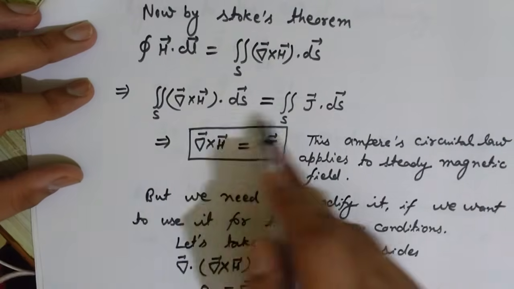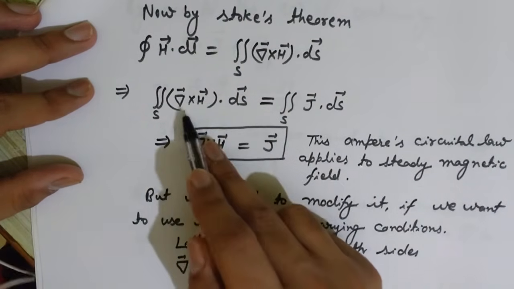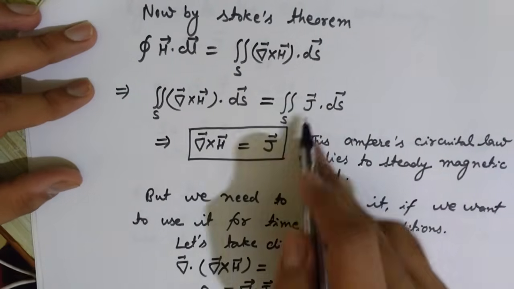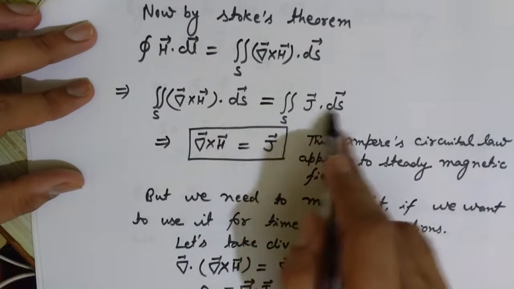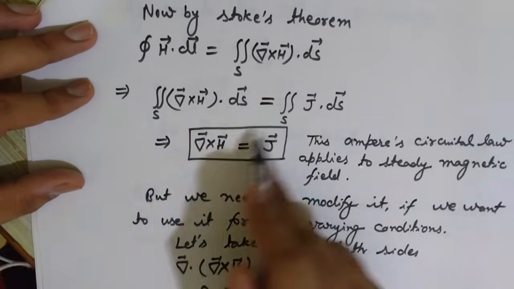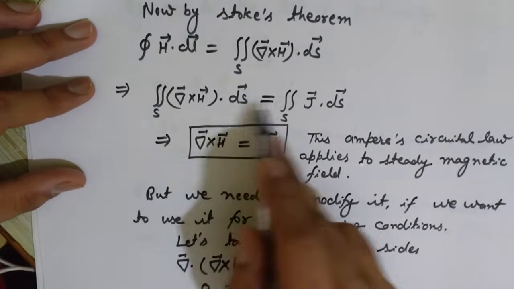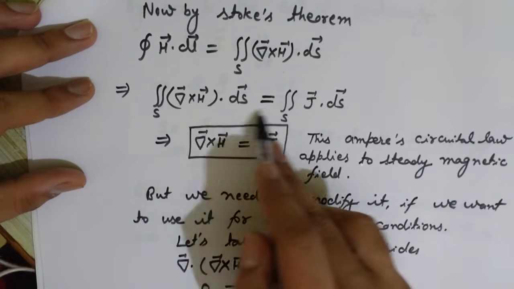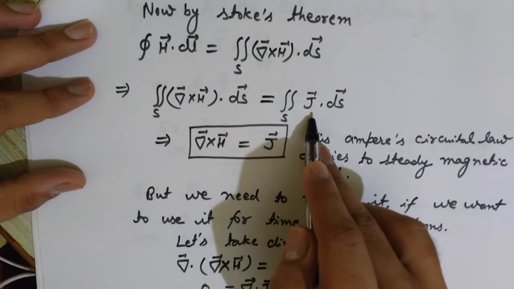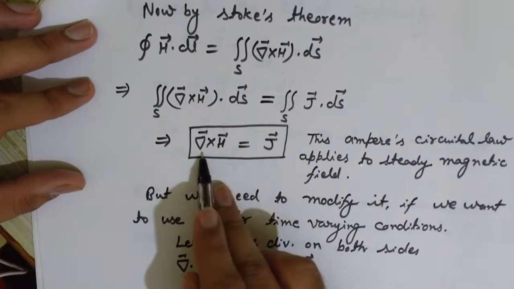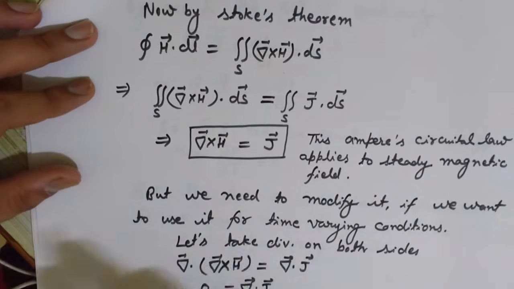So just replace this by this, and it was on the right side in the previous expression. Okay, so integral J dot dS. Now on both sides I have dS, and by comparison I can see that since these are both equal, curl of H must also be equal to J. Both are surface integrals and these are equal, so we can write curl of H equals J.